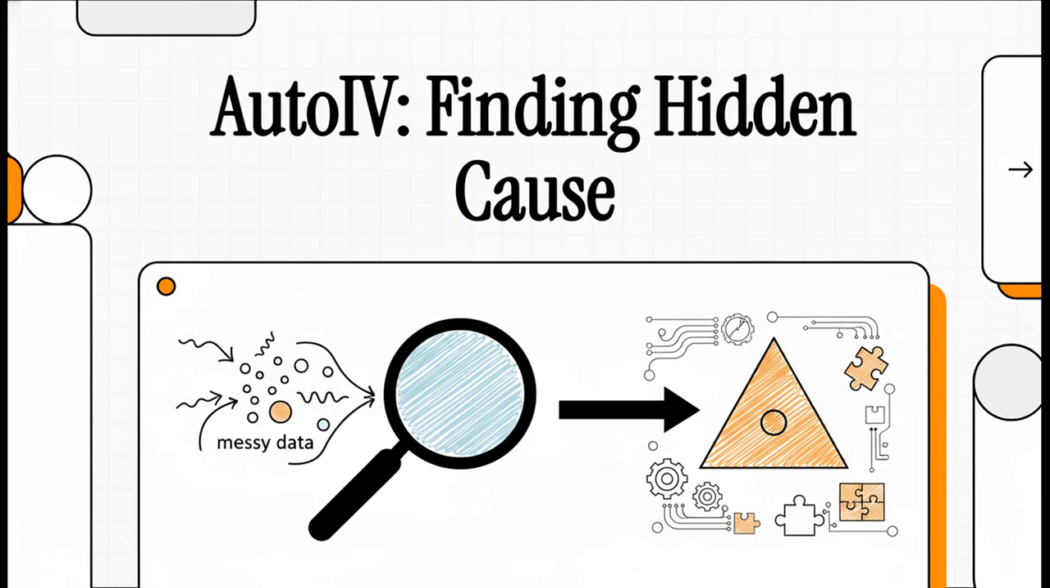You ever find yourself staring at a spreadsheet and the data just doesn't make any sense? The numbers are telling you one thing, but your gut is screaming that something else is going on. Well, a lot of the time, there's a hidden story, a hidden cause, lurking just beneath the surface. Today, we're going to pull back the curtain on a really powerful algorithm called AutoIV. It's designed to automatically find that hidden cause, even when the data is an absolute mess.